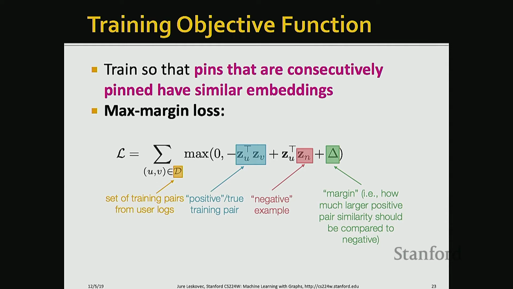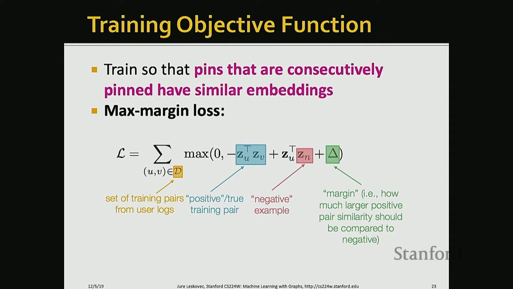And here I want the other way around, right? This is a positive pin and a negative pin. So this is cake 1, cake 2, cake sweater. I want this dot product to be small. I want the similarity between the embeddings of cake and sweater to be small, and I want the similarity between cake 1 and cake 2 to be large. And this is called the max margin loss.